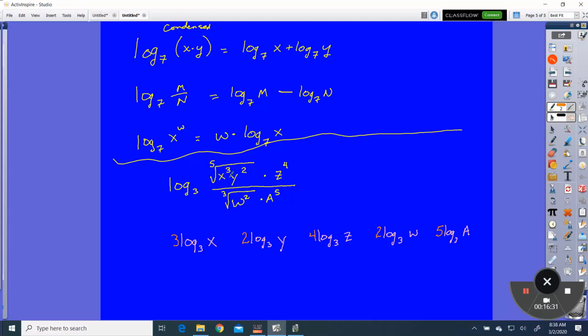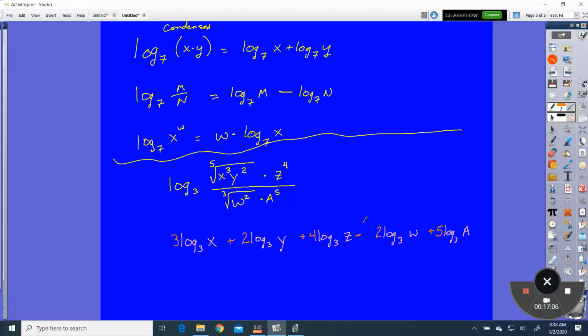What's happening between x, y, and z? Multiplication, which means we're going to put it as an add. And I'm going to leave a little bit of space right here. Okay? And between w and a is also a multiply, right? So all these ones that are multiplied together have a plus between them. This one doesn't have anything between it yet. Why? Because it's a divide.